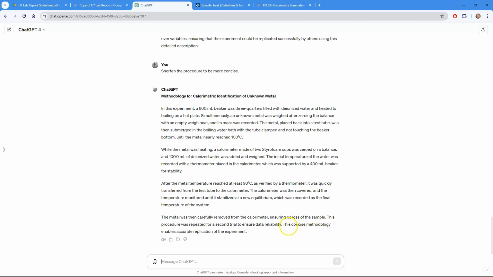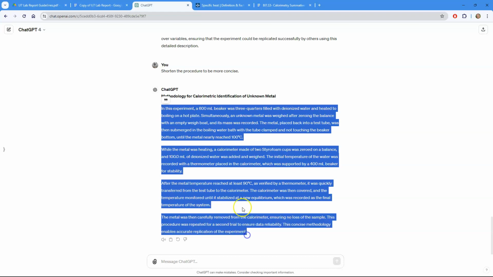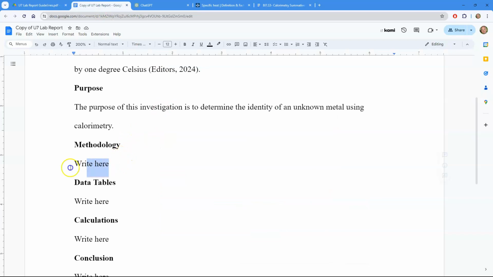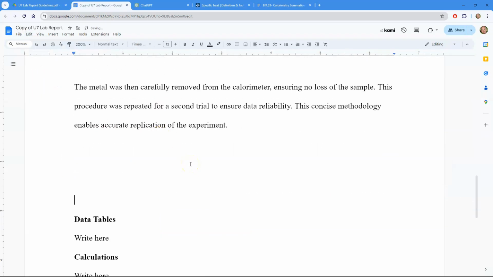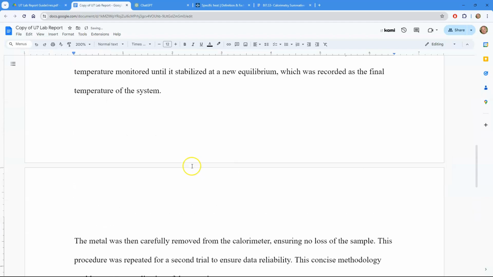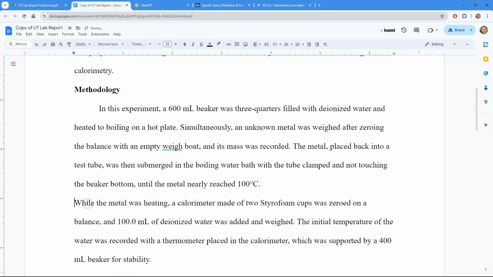Now, look at that last sentence. It says, this concise methodology enables accurate replication of the experiment. Like, that's an unnecessary sentence. And oftentimes, when you use AI, it'll include extra fluffy sentences like that. So when you are writing your methodology, it's a good idea to read through what's written, because ultimately you are responsible for what you're turning in, and you want to exclude sentences like that. So go ahead and take them out.